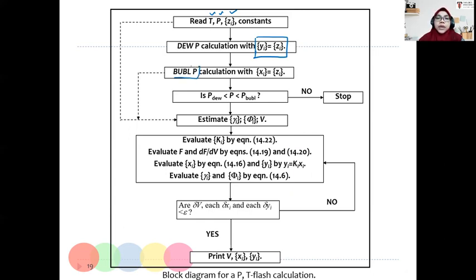And for the bubble P calculation, that means the liquid phase is given and the composition in the liquid equals its overall composition. So we may check whether the dew pressure is lower or within this. We may check whether the pressure is within this.